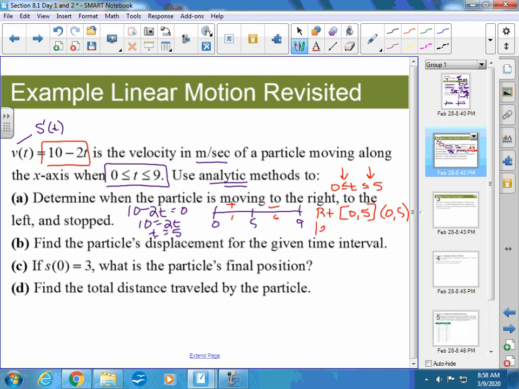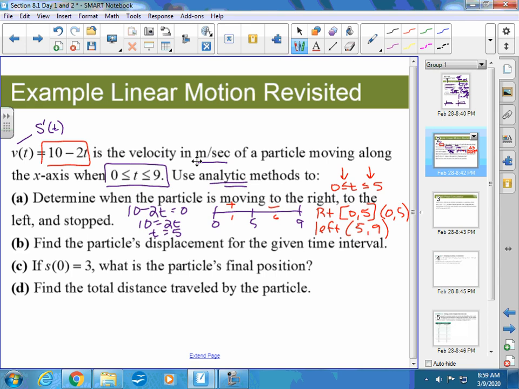It's moving to the left when? From a time of 5 to 9. So say I put it like that. Whatever way you put it, that's fine, as long as you're including those numbers. So that's moving to the left, moving to the right.